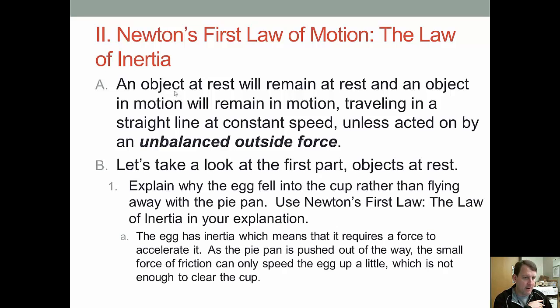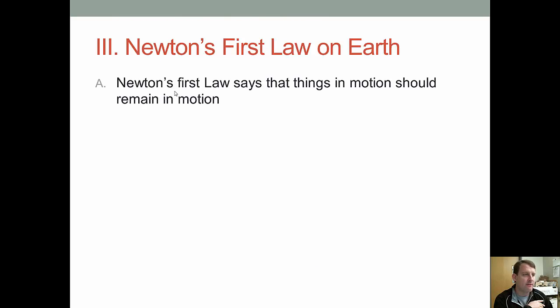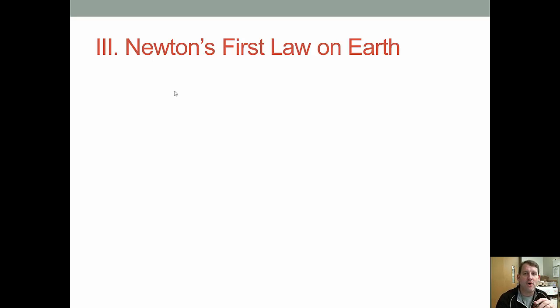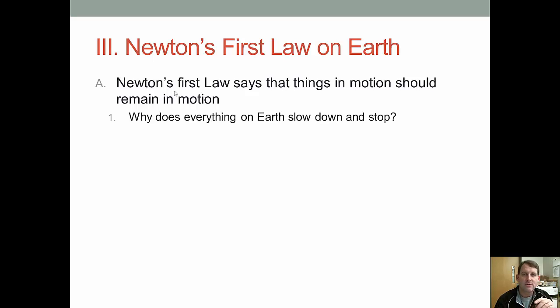Today we need to pick up where we left off in those notes and understand Newton's first law on Earth, because we've never had this experience of throwing an object and it staying in motion forever. And the question is, why not? Because Newton's first law says that things in motion should just stay in motion. So why do things slow down and stop on Earth?